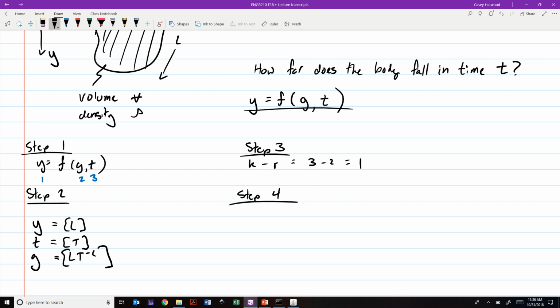In this case, we'll go ahead and pick G and T. So our repeating variables. Remember, we need R, so we need the same number of repeating variables. There are reference dimensions, and they need to be dimensionally independent from one another. We pick T and G.